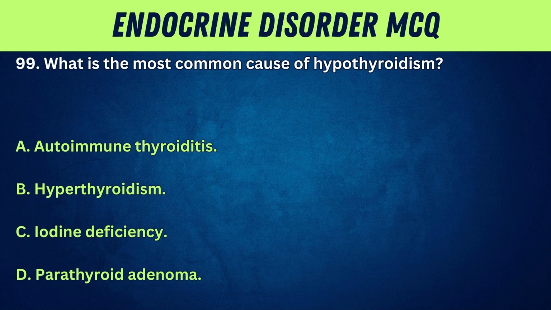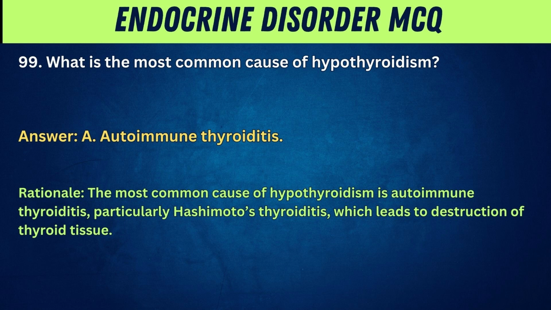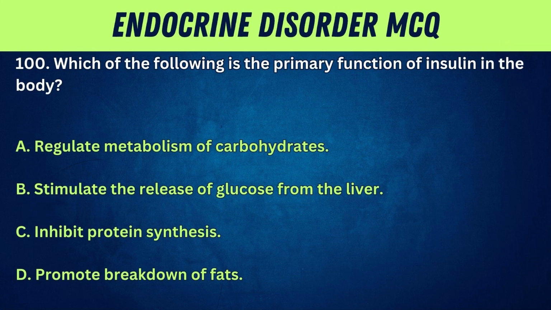A. Autoimmune thyroiditis. B. Hyperthyroidism. C. Iodine deficiency. D. Parathyroid adenoma. Answer: A. Autoimmune thyroiditis. Rationale: The most common cause of hypothyroidism is autoimmune thyroiditis, particularly Hashimoto's thyroiditis, which leads to destruction of thyroid tissue. 100.